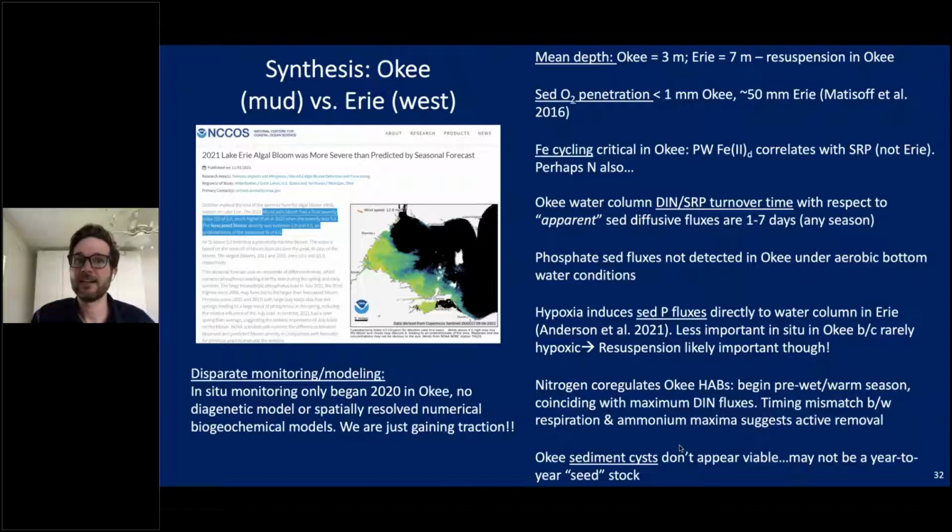I'm just synthesizing what we found in Okeechobee versus at least what I think, based on my very poor understanding of the Lake Erie literature, at least the Western Basin. It's deeper. I shouldn't say much deeper. It's not that much deeper, but it's deep enough. It's over twice as deep. It's enough to probably affect the ability of resuspension. I showed you how easy it is for sediments to be resuspended in Lake Okeechobee. It's probably not that easy in Lake Erie. So, right off the bat, that's probably a big difference.